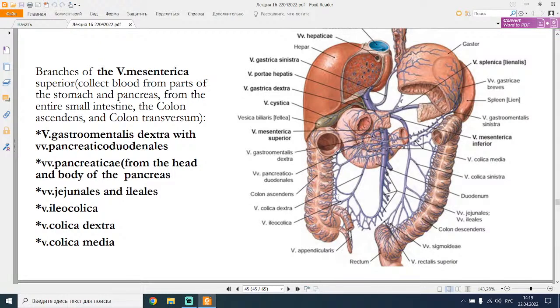Vena colica dextra, vena ileocolica, and vena colica media.